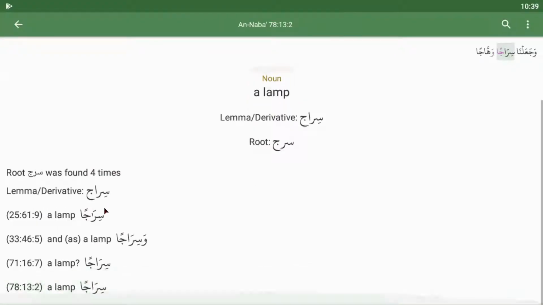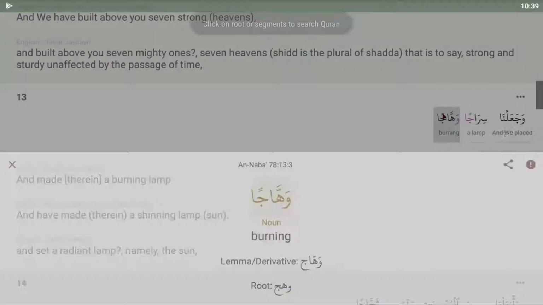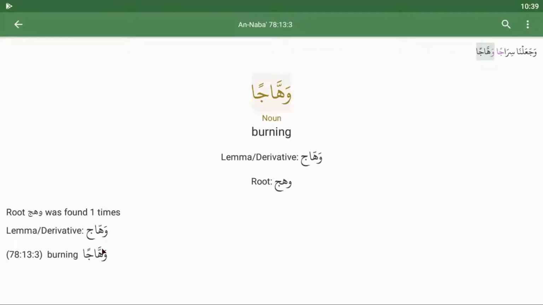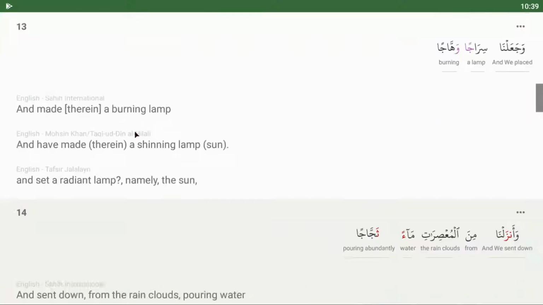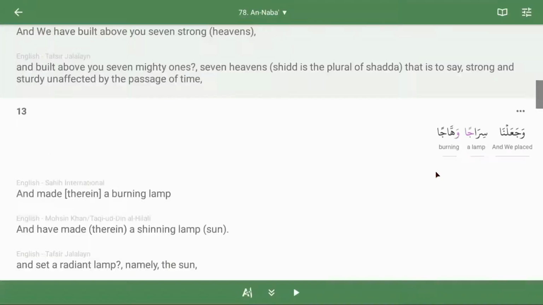Siraj comes four times in the Quran, meaning a lamp. And Wahhaj, people put the name Wahhaj also, meaning radiant. Only one time it comes in the Quran. Wahhaj, a burning, radiant, namely the sun. So instead of saying Shams, he said Sirajam Wahhaja.